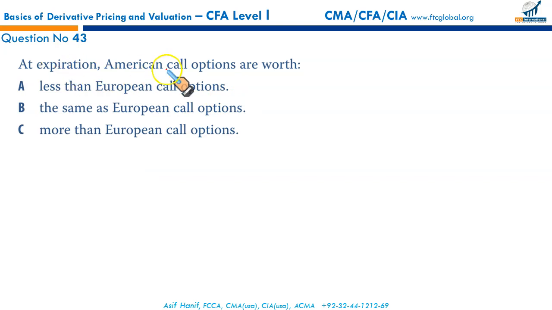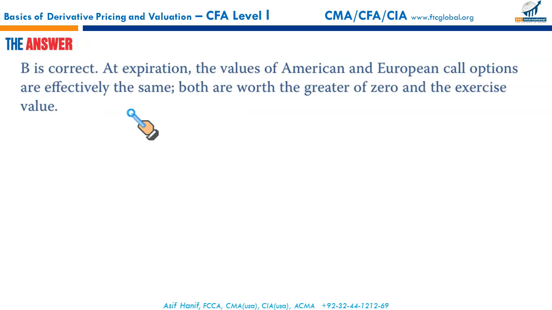At expiration, American call options are worth less than European call option, more than European call option, or the same as European call option. Remember, at expiration, both American and European call options are effectively the same. Both are valued at greater of 0 and the exercise price. That makes B to be the correct option.